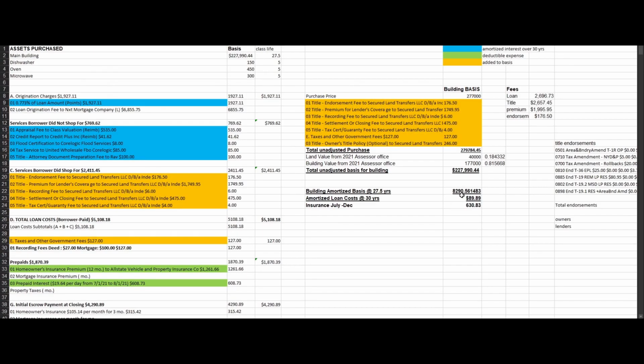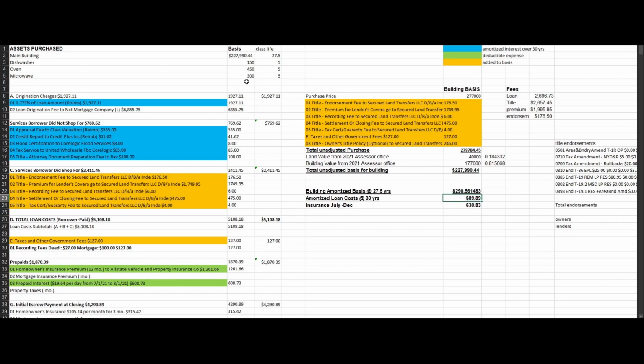And as far as the basis of the property, here's the outline right here. So I add all the settlement fees that I can add to the basis, and get the percentage allocated toward the building, and I end up with the unadjusted basis for the building right here. Divide that by the class life of 27 and a half years, and the annual depreciation would be about $8,300, and the loan origination costs that I could amortize per year is only about $90, unfortunately.